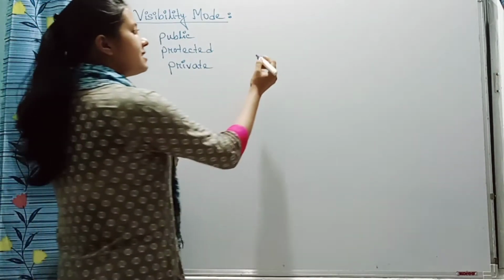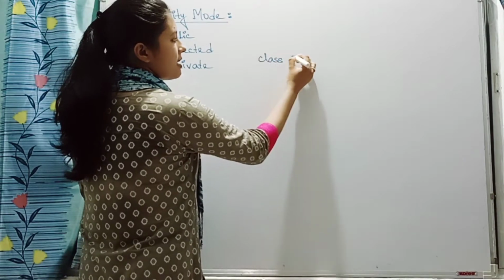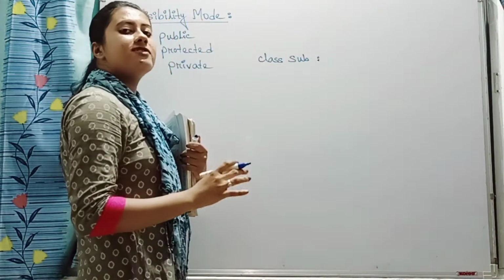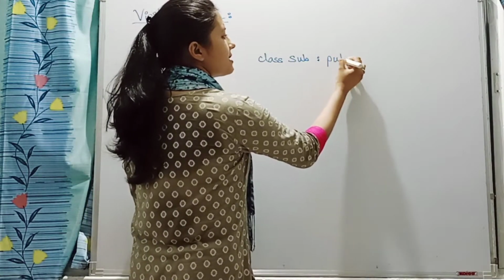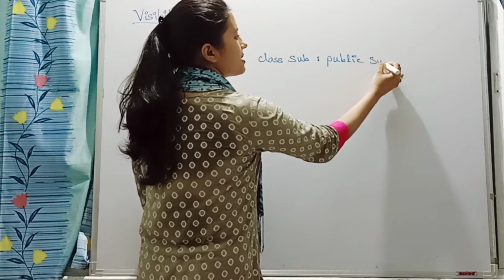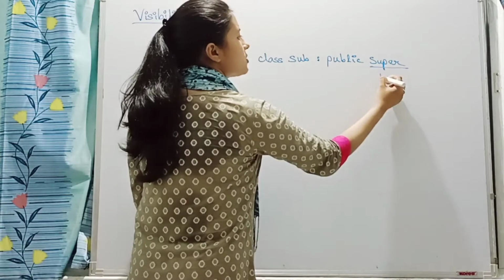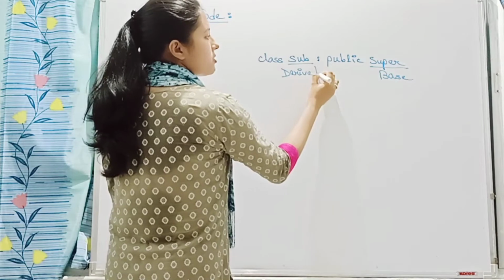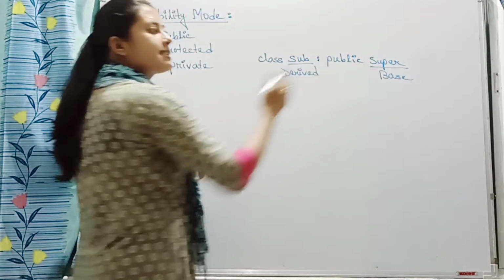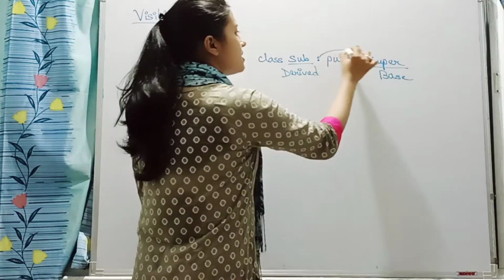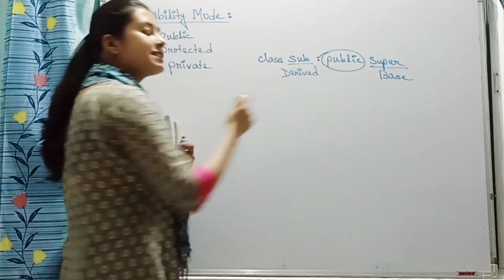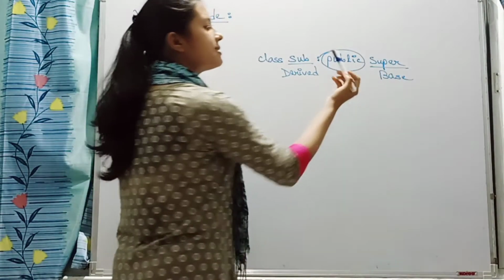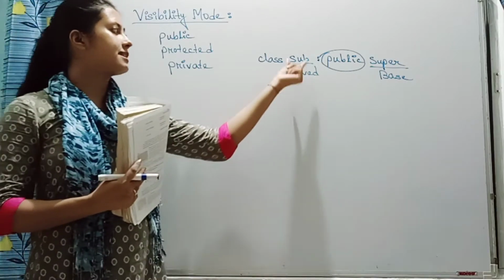Means whenever we write the definition of class sub, suppose sub is the derived class and we want to derive the base class, and the base class is derived publicly. So we will write like this, public super. This means this super is the base class and this sub is the derived class. Now this base class is derived how? This base class is derived publicly. How can we say that? With the keyword public. So this public is the visibility mode of this base class super. Means this base class super is derived publicly by this derived class sub.